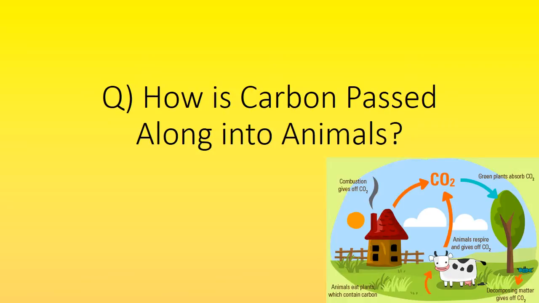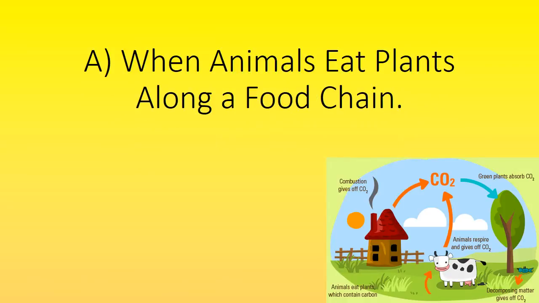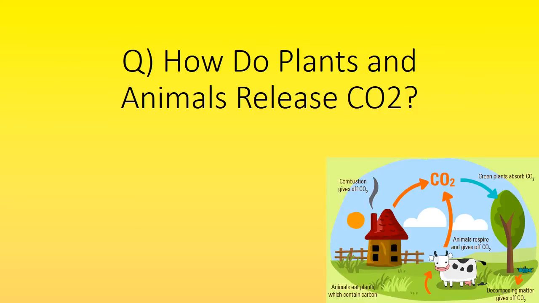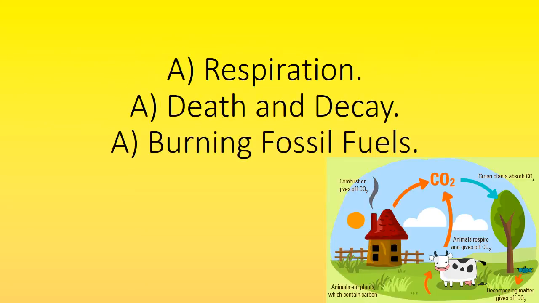How is carbon passed along into animals? When animals eat plants along a food chain. How do plants and animals release CO2? Respiration, death and decay, and burning fossil fuels.